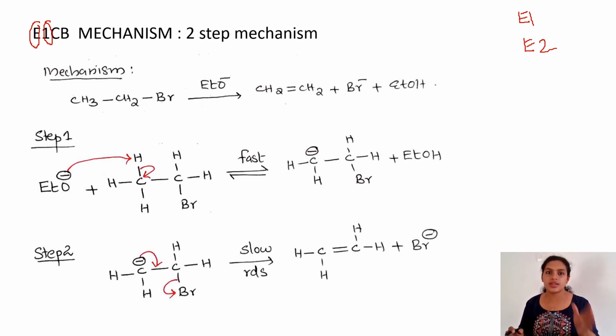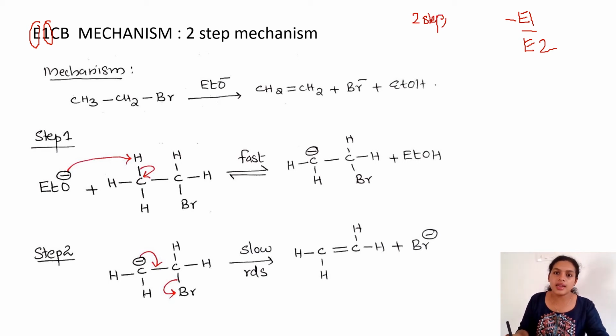It's simple. Let me first explain what happens. In our earlier discussions we have seen that the E1 mechanism proceeds via a two-step mechanism with a carbocation intermediate, right? In the case of the E2 mechanism it was a single-step mechanism. Here, this E1CB mechanism also proceeds via 2 steps.